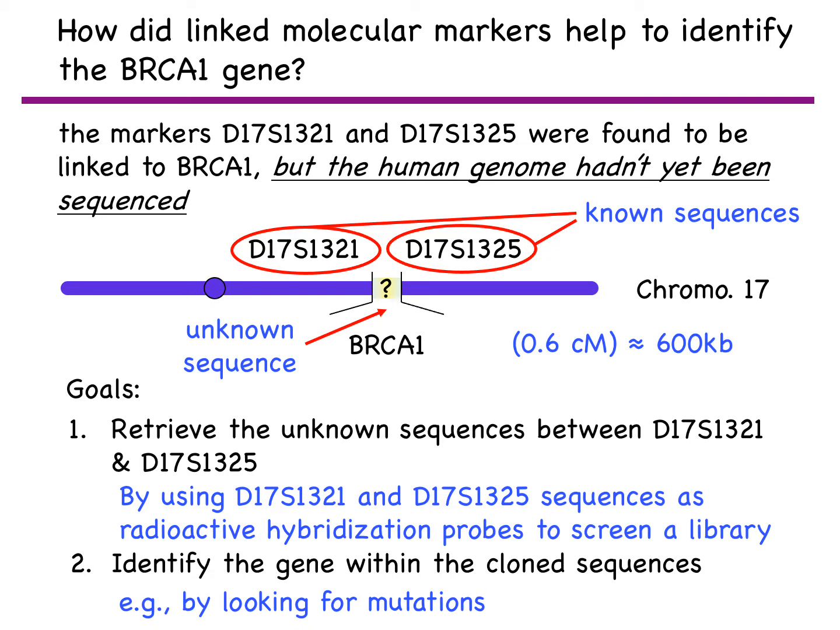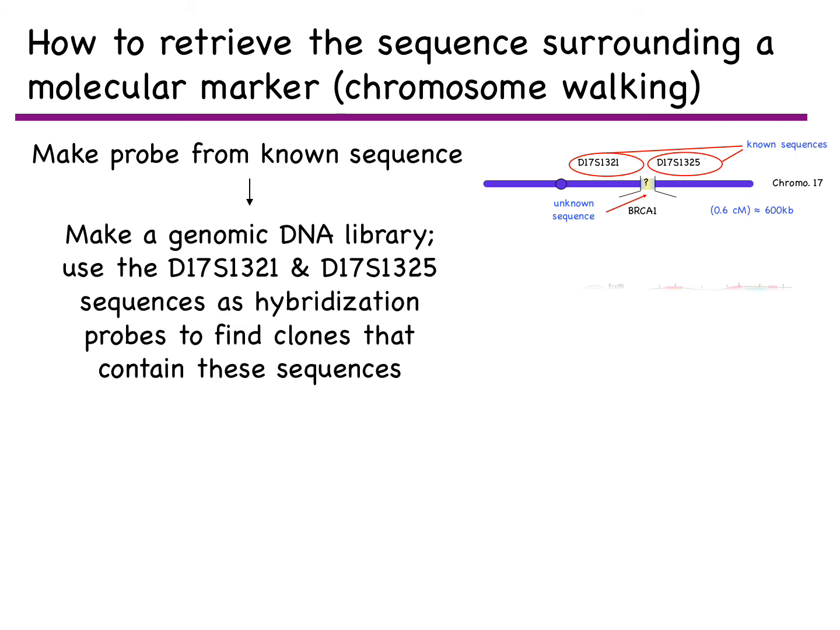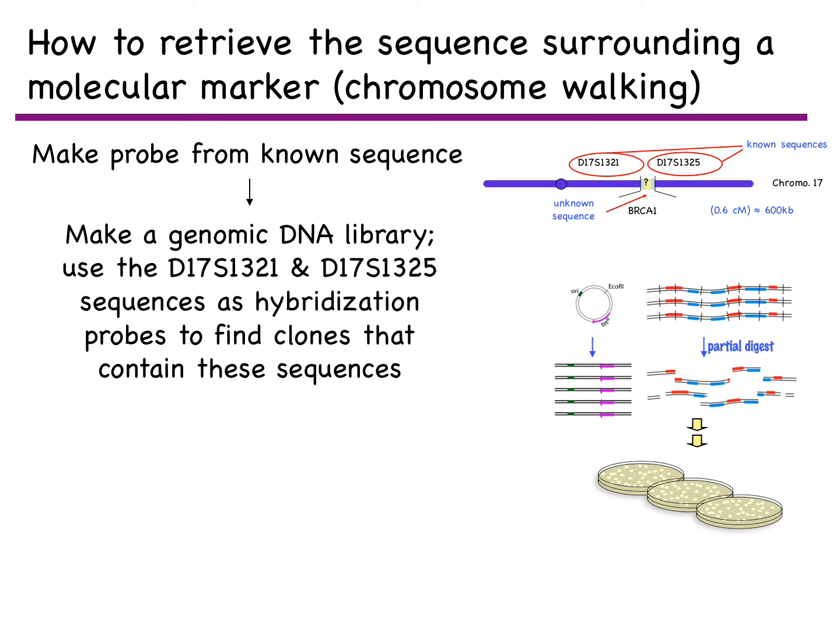Okay, so let's talk about how to retrieve sequences surrounding a molecular marker. The way this is done is that you make probes from these known sequences. These are the sequences that correspond to the polymorphic markers. Then you create a genomic DNA library using methods that you talked about in the first half of the course. I won't go through this in any detail, but these are figures from the first half of the course, and you use the same procedure to create the library.